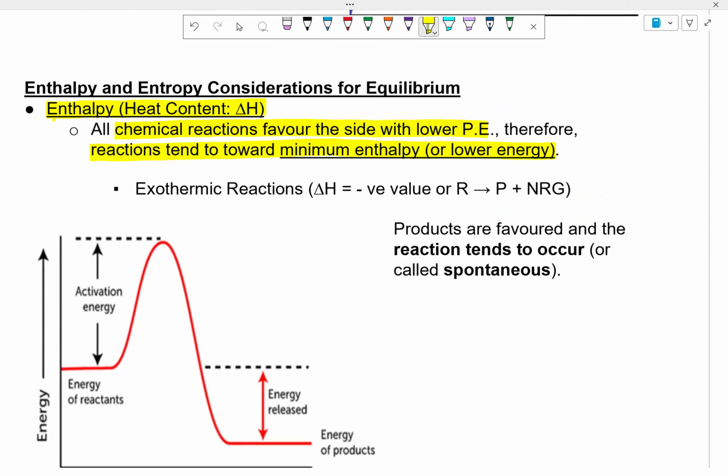Now, here, in this exothermic reaction, this was chemistry 11. What were the ways to recognize an exothermic reaction? So when we take it into equilibrium, we are saying for exothermic reactions, the products are favored and the reactions tend to occur, or this is what we call spontaneous.